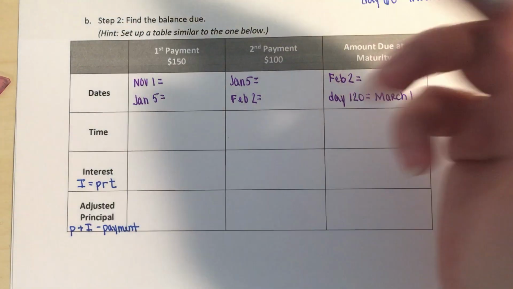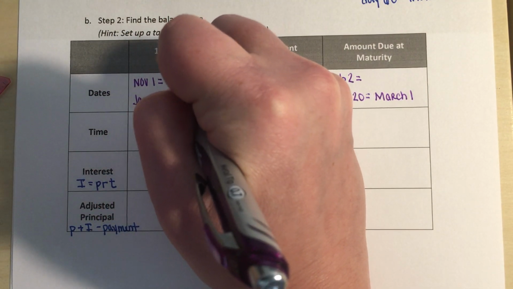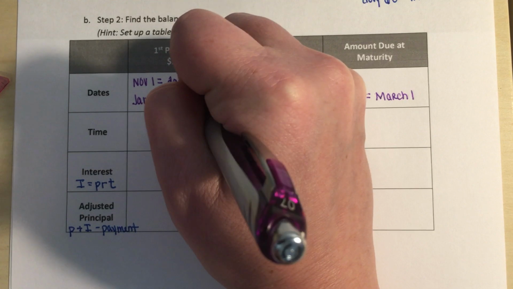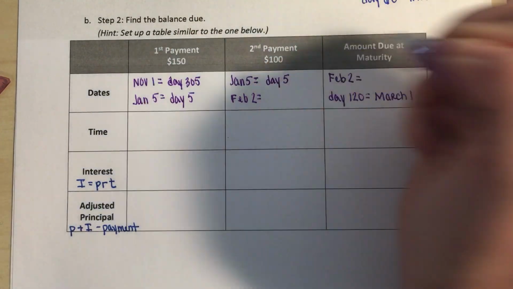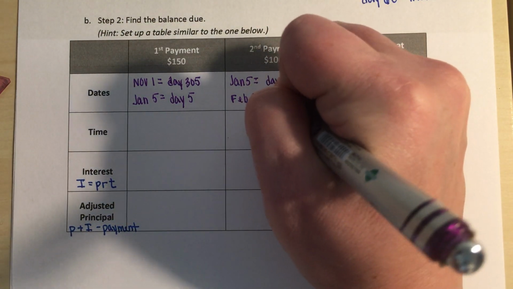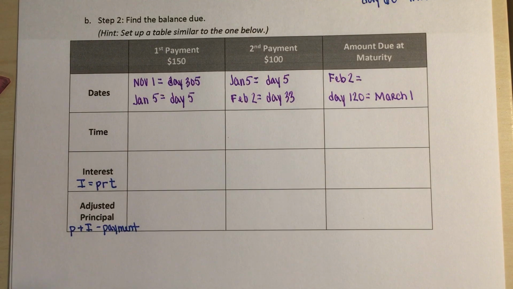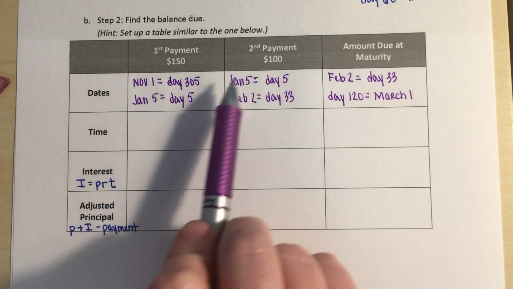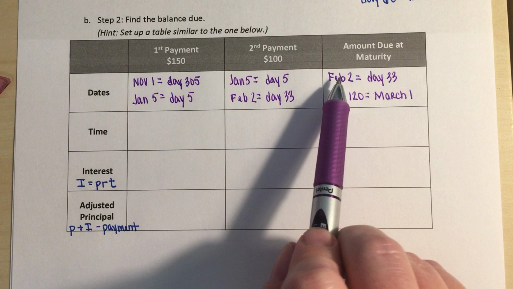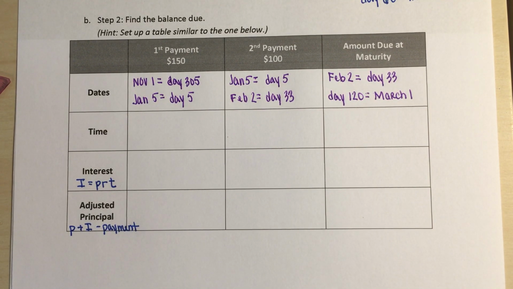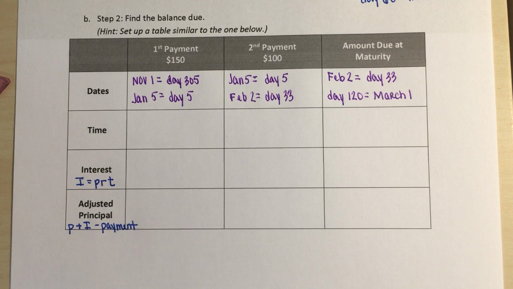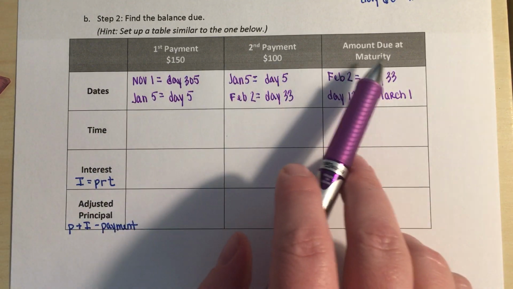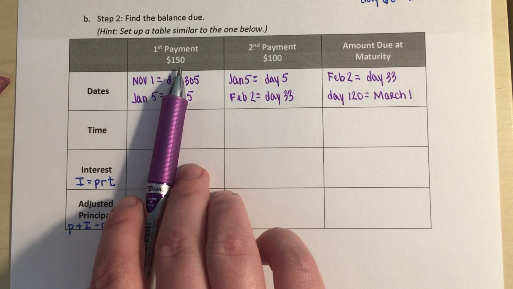November 1st, in the previous part of the example, we saw was day 305. If we look up January 5th in our table, that's just day 5, the 5th day of the year. And if we look up February 2nd in our table, it's day 33. So the first thing we do is go through and set up these dates. Notice that our end date and start date for the second payment are the same. Our end date for the second payment and our start date for the amount at maturity are the same. If you have more than 2 payments, you'll have more than 2 columns. Up at the top I also labeled the amount of each payment, which we were told in the problem.